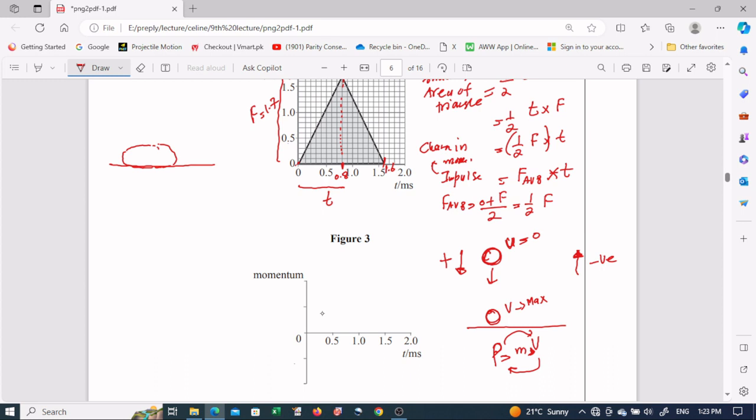So our graph should be like this: the momentum time graph and the v-t graph are the same shape. As velocity increases, momentum also increases. So our graph increases and becomes maximum. We know that at the time of 0.8, we mark 0.8 here, so our graph becomes maximum at 0.8, where the momentum must be maximum.